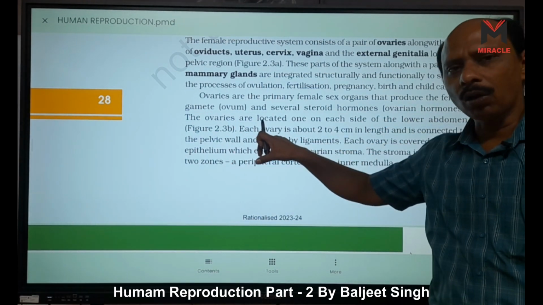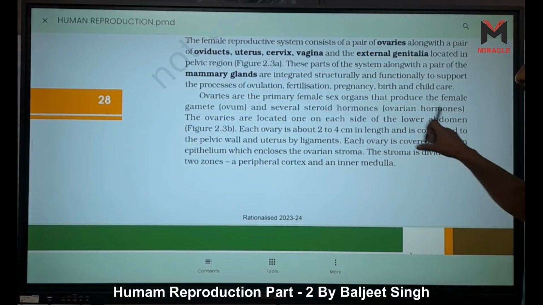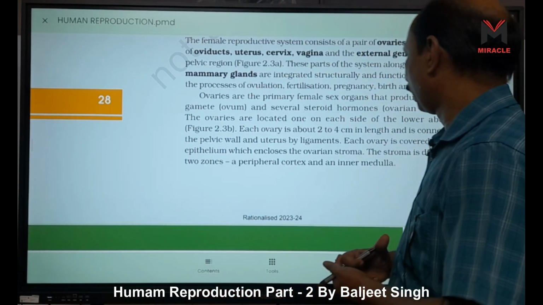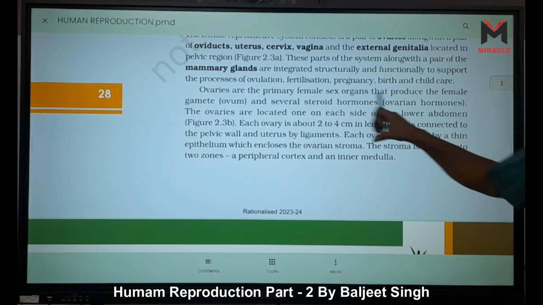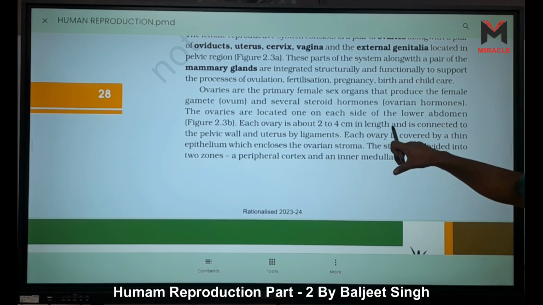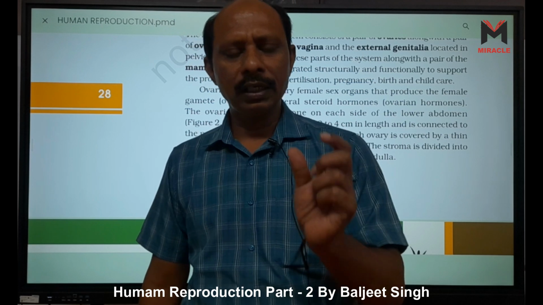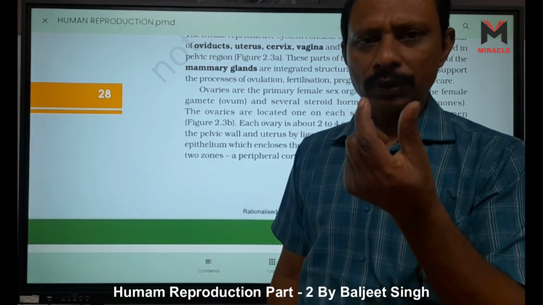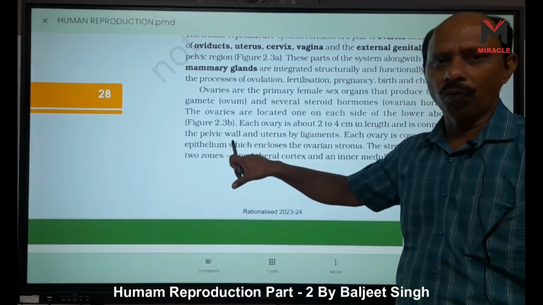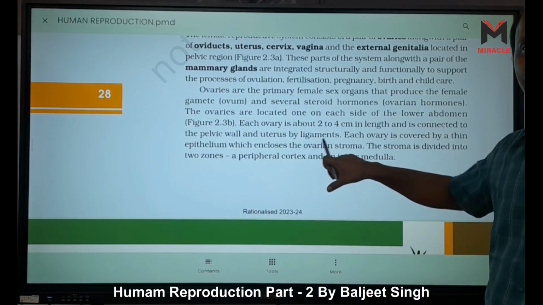The ovaries are located, look here, on each side of the lower abdomen, laterally, dorsolaterally. Each ovary is about 2 to 4 centimeters in length. Very small ovaries. We can say it is near about this size. Each is connected to the pelvic wall and the uterus by ligaments.